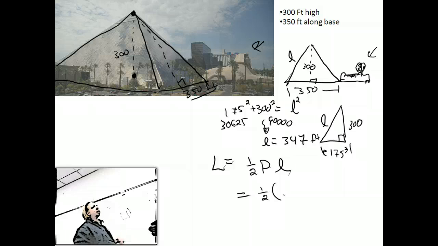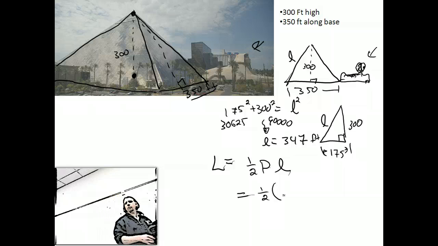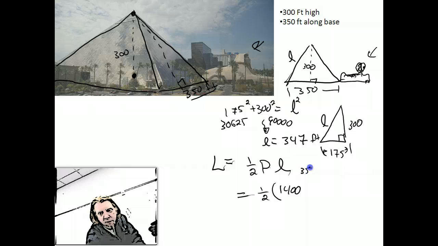Well, it's 350 on one side, so what's the perimeter? How do I find that? Add up all the sides. We're going around, it's a square base. So it's 350 times 4, or 1,400. That's 350 feet times 4 sides. And do you have to find the area of the triangles? Nope, I did that.